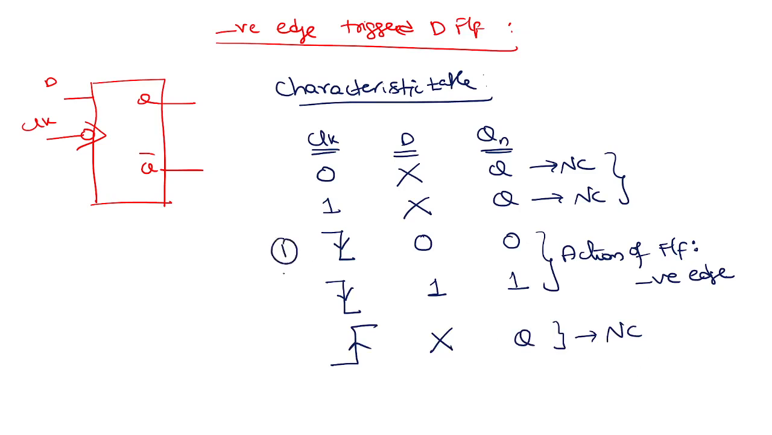So accept these two conditions, irrespective of whatever happens, the output will remain the same, no change in the output. Our next state will be the same as the previous state. Correct? Are you guys clear about how to write all those things? Let me know through your chat box, say yes or no.